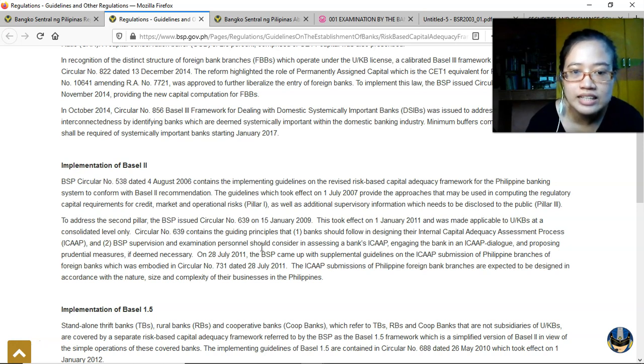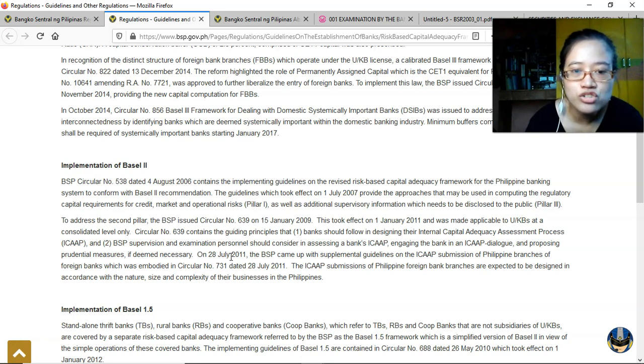Circular Number 639 contains the guiding principles that banks should follow in designing their internal capital adequacy assessment process, and that BSP supervision and examination personnel should consider in assessing a bank's ICAAP, engaging the bank in an ICAAP dialogue, and proposing prudential measures if deemed necessary. So, after the examination, they do provide advice and steps that need to be taken to improve the situation of the banks. Okay, so it doesn't end with just examining and giving a rating. They do help, or they do guide the banks in making their situations better.